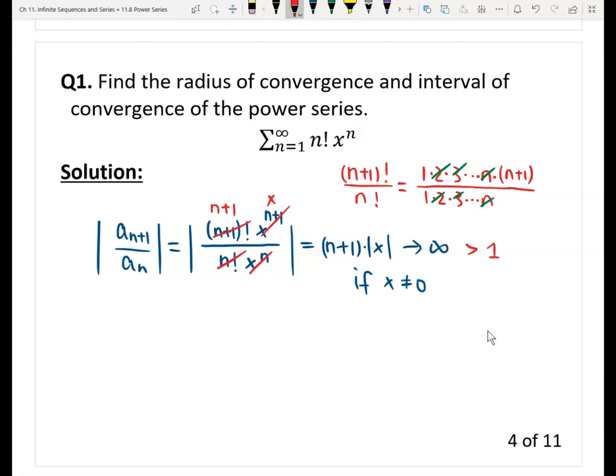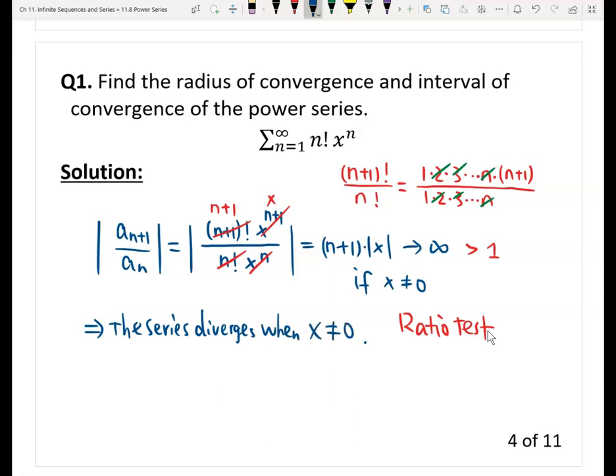Therefore, remember the ratio test? The ratio test now gives us this result. So the series diverges, right? It diverges when x does not equal 0. And how about x equals 0? If x equals 0, can we see? X equals 0, we put it here and all the terms are 0. Of course, it converges, right?